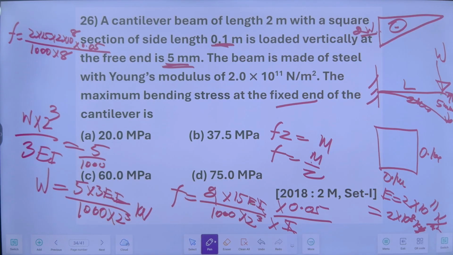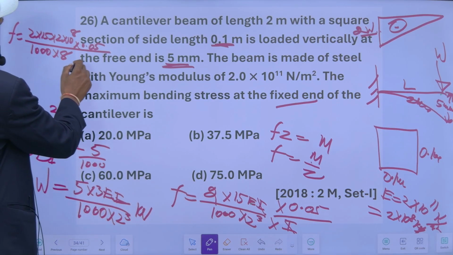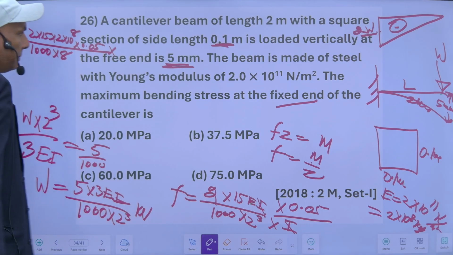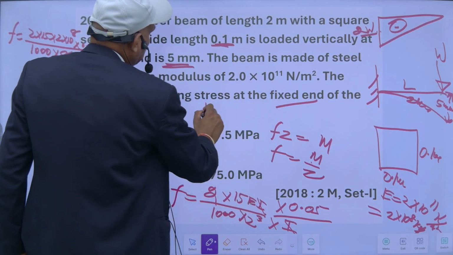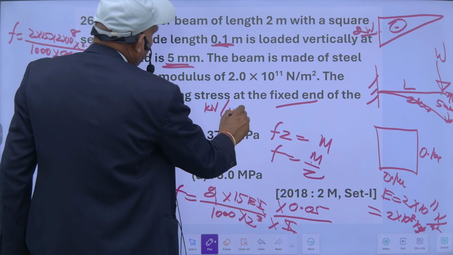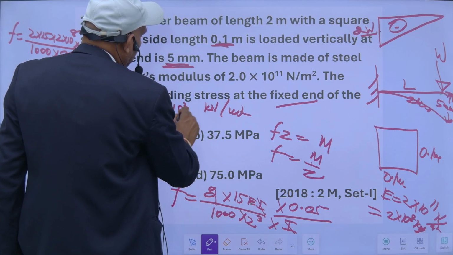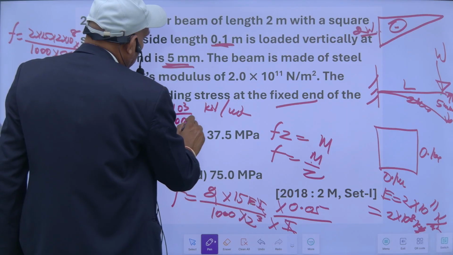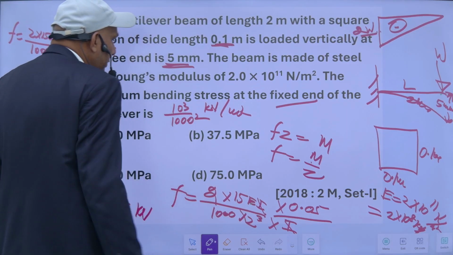So this will give bending stresses in kilonewton per meter square. So kilonewton per meter square means, if I multiply by 10 raised to the power 3 and divide by 1000 square, it will be Newton per mm square.